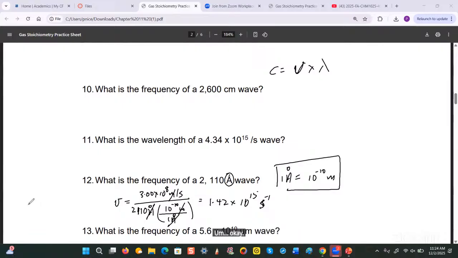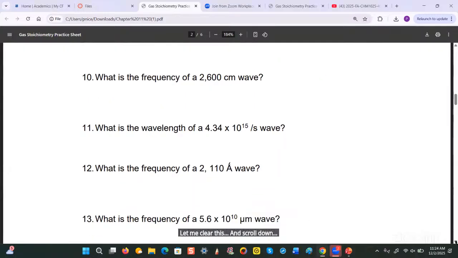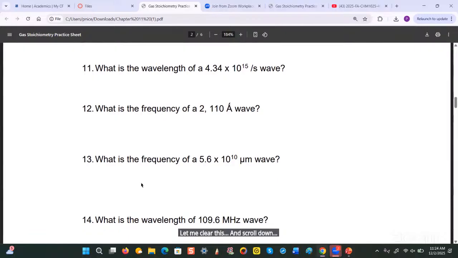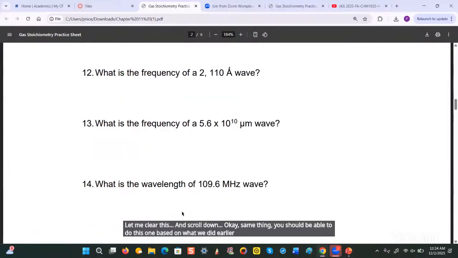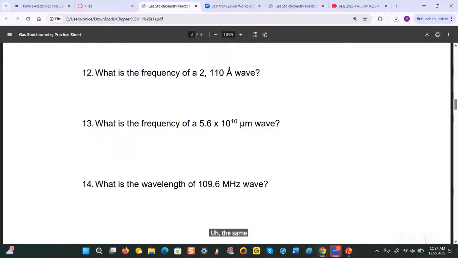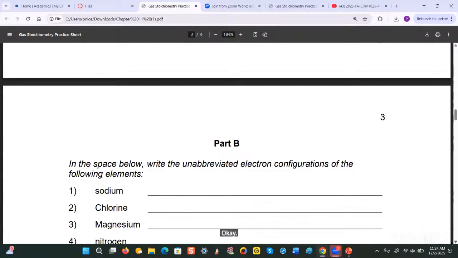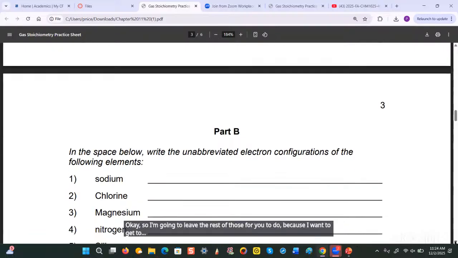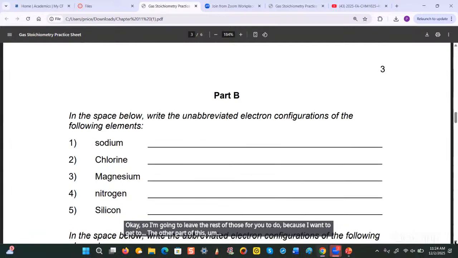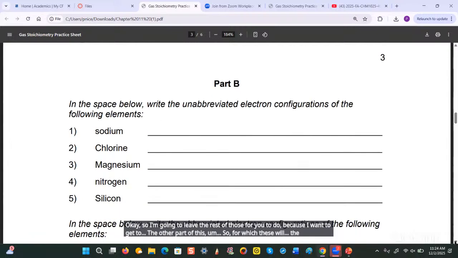Okay, so if there are no questions on that, let me clear this and scroll down. Okay, same thing, you should be able to do this one based on what we did earlier in number 12. And the same thing in 14, you should be able to do that one based on previous questions. Okay, so I'm going to leave the rest of those for you to do, because I want to get to the other part of this chapter, which deals with the electron configuration, right?